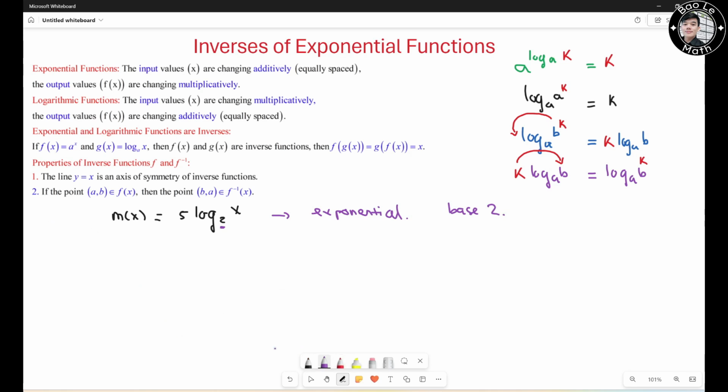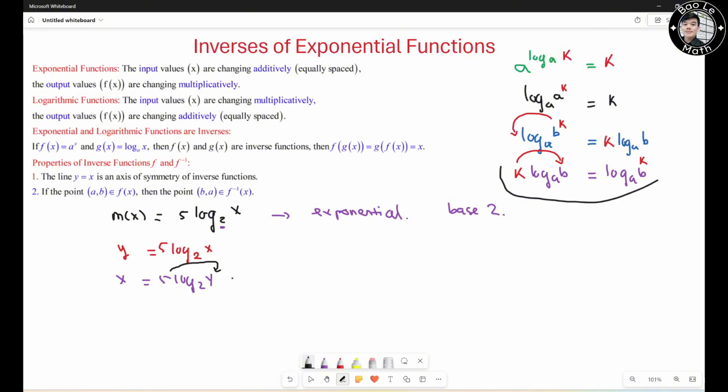Now we start from here. We replace m of s with y, so y equals 5 log base 2 of s. Now we just swap s and y, so it's going to be s equals 5 log base 2 of y, right? We look at this one, we see the number 5 in front of the log, so we need to eliminate the number 5 first. In order to do this, I just bring this one back over here. I use the formula right here.